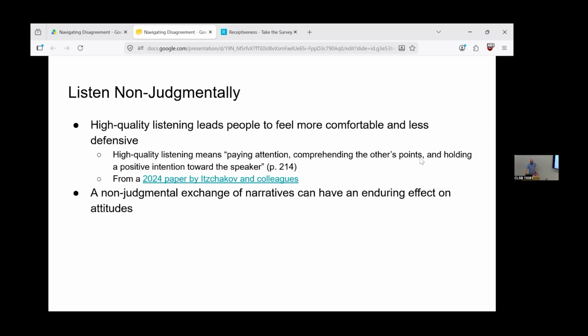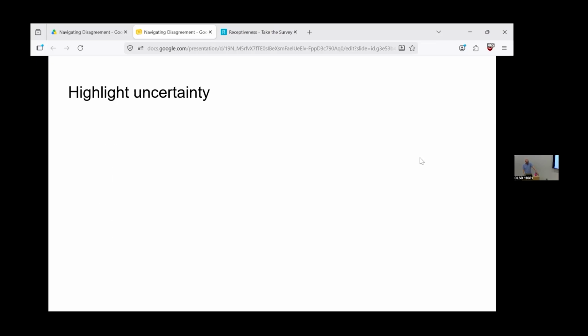A non-judgmental exchange of narratives can have an enduring effect on attitudes, where enduring is 4 months. That's from a 2020 paper. So ask questions, repeat what you heard, but in your own words, and don't repeat it as though they're an idiot and what they said was stupid.